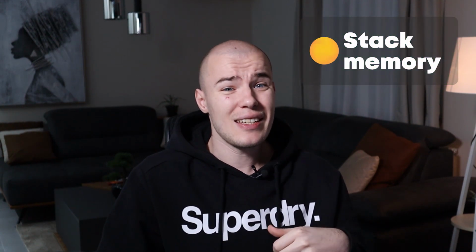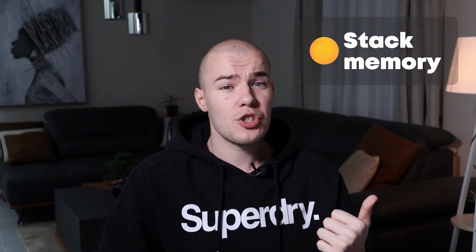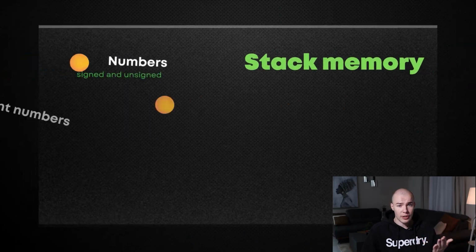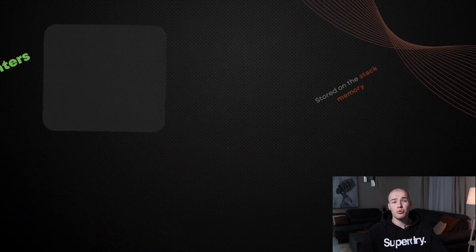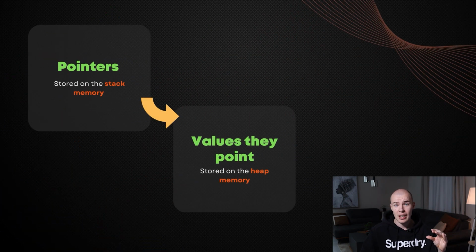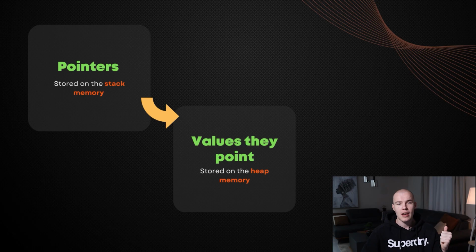So the first one is stack memory, and that is our main memory type, so to say, because we're going to be using it for all the primitive data types by default, and we're going to use it also to store pointers inside of it, even though those pointers are going to be pointing to some memory locations on the heap memory, either way, they are stored on stack. So the pointer itself is stored on stack memory.